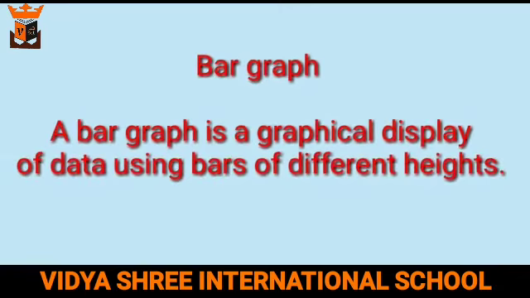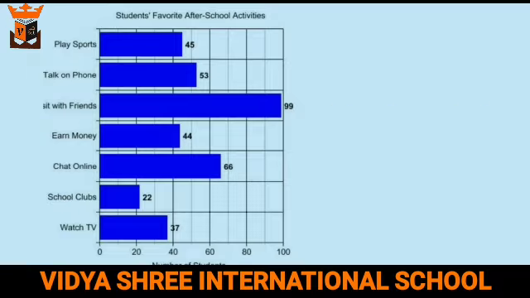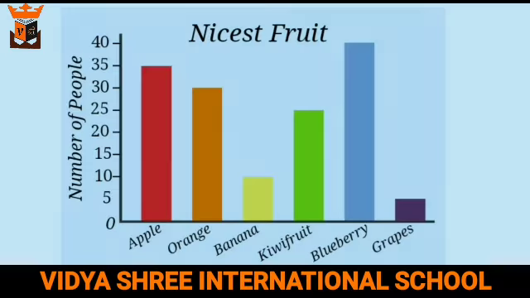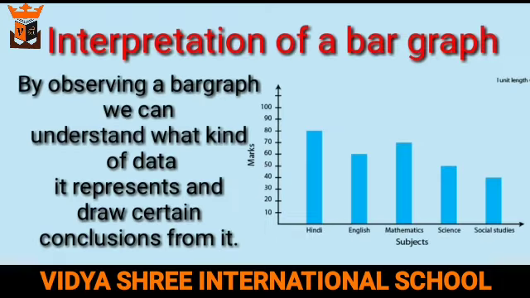A bar graph is a graphical display of data using bars of different heights. A bar graph can have horizontal or vertical bars. It is useful for comparing the facts. We can use a bar graph to show the relative sizes of many things, such as what type of fruits people like to eat. By observing a bar graph, we can understand what kind of data it represents and draw certain conclusions from it. This is known as the interpretation of a bar graph.